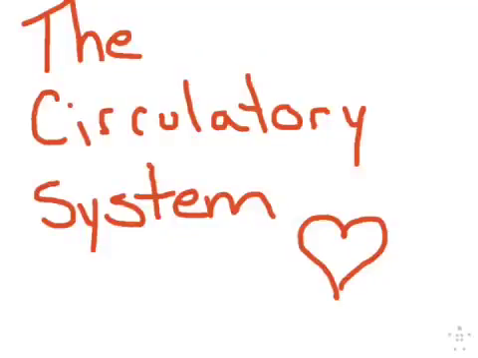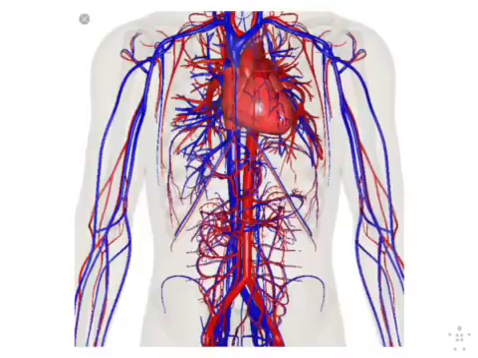Here we're going to do your introduction to the circulatory system. The circulatory system is your body's way of moving materials around. It moves things like oxygen, carbon dioxide, water, and food nutrients to different parts of your body. This helps everything run smoothly.